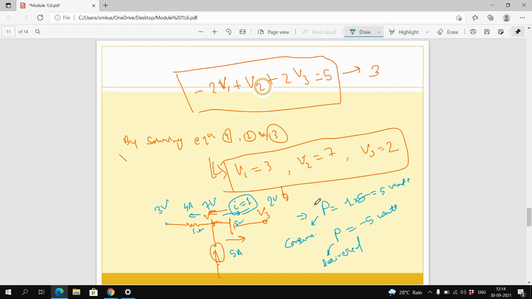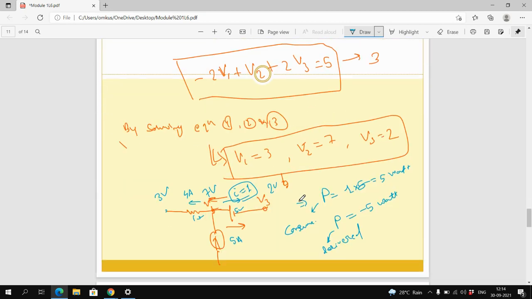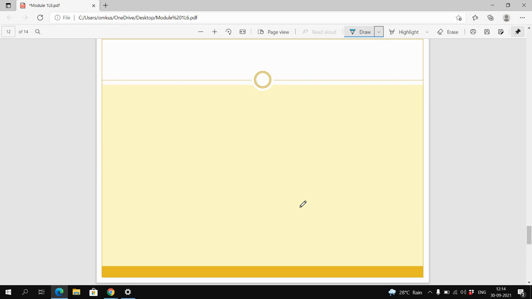Now, I hope this is clear to you by this nodal analysis and mesh analysis. I will take these two problems as your homework, and try to solve these problems. If you find any difficulty solving this, then inform me. I will take this problem in your next class.